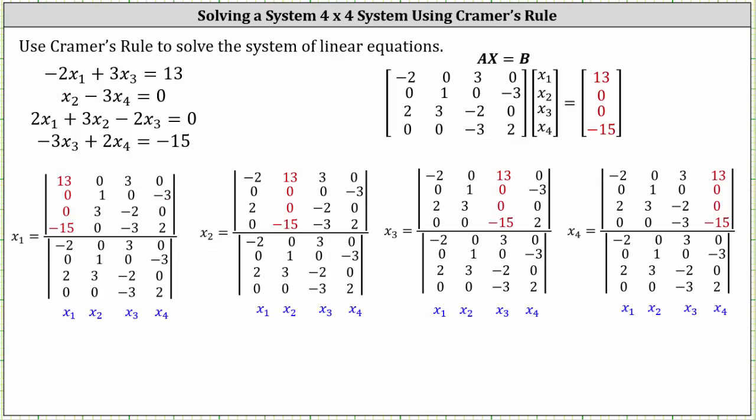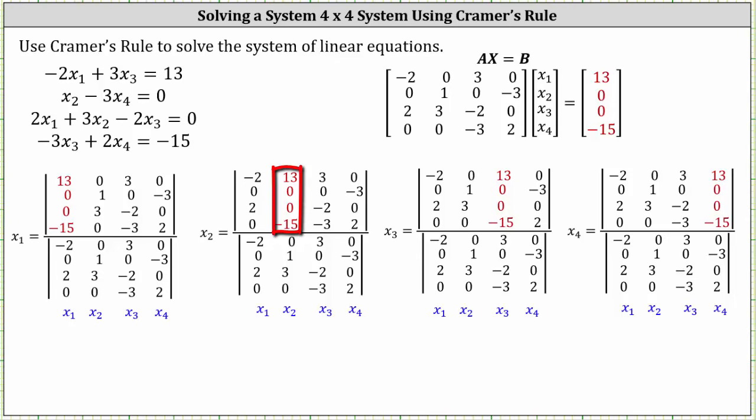Notice all the denominators for x sub 1 through x sub 4 are the same. We have the determinant of matrix A, the coefficient matrix. And now let's focus on the numerators. For x sub 1, the first column has been replaced with matrix B, the constant matrix on the right, and columns 2 through 4 remain the same.